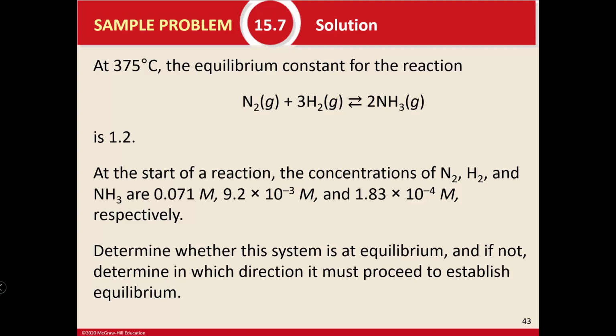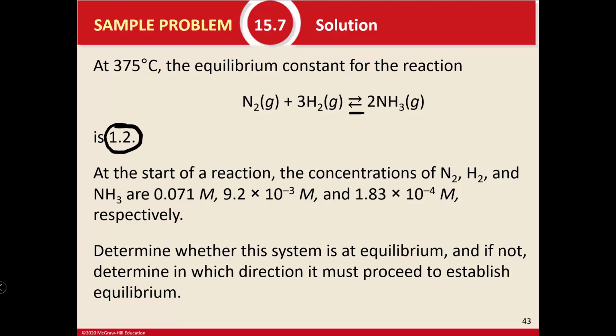All right, so let's look at a problem. At 375 degrees Celsius, the equilibrium constant for the reaction is given: nitrogen gas reacts with hydrogen gas to form ammonia. We have a balanced chemical equation. It's all gases. Equilibrium can be achieved because we see the double arrows here. So it's homogeneous. These are the things you want to look at. Then you look at this. The equilibrium constant is 1.2.